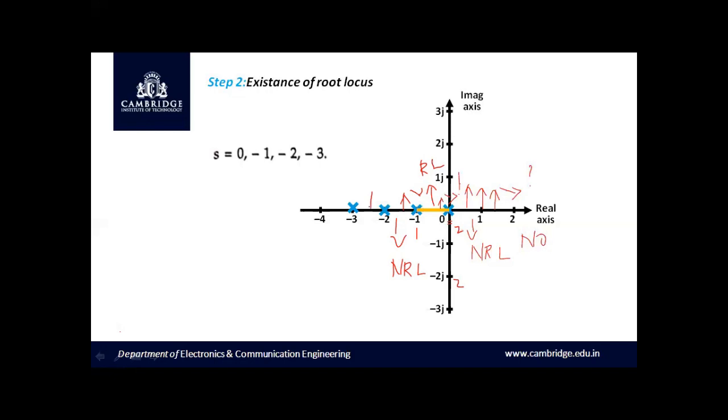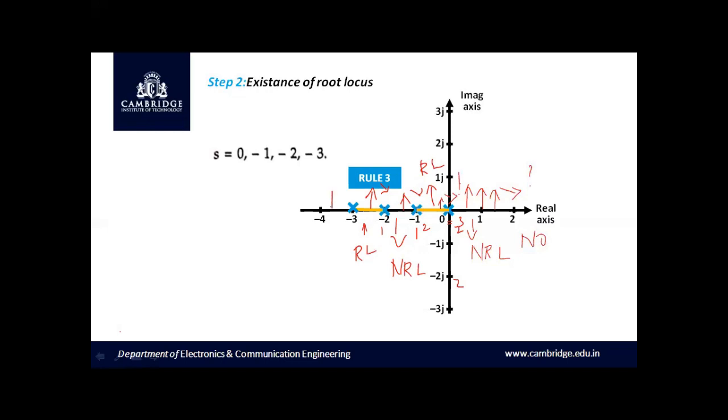Now let me take a point here and look towards your right and ask the same question. Can you see any odd number of poles and zeros towards your right? Yes, now the count is 1, 2, 3. That is an odd number of poles and zeros. Hence, a root locus exists towards the left of an odd number of poles and zeros. Hence, this region I can mark as RL, that is a region of root locus. And let us highlight it.